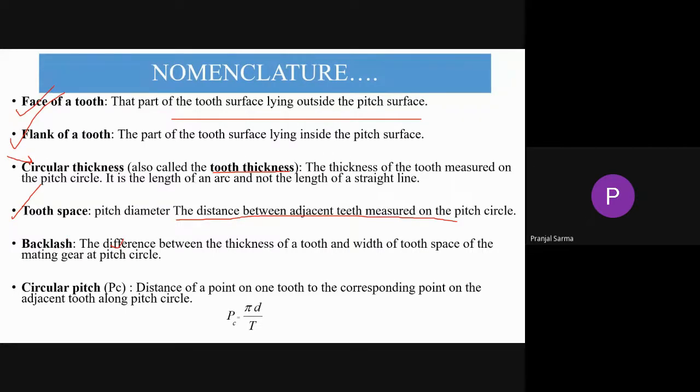Next, we'll discuss the circular pitch. Circular pitch is nothing but the distance of a point on a tooth to the corresponding point on the adjacent tooth, once again along the pitch circle only. This is generally given by Pc equal to pi d by t. Later on you'll see this is going to give you the module. This is how we can get the circular pitch value.